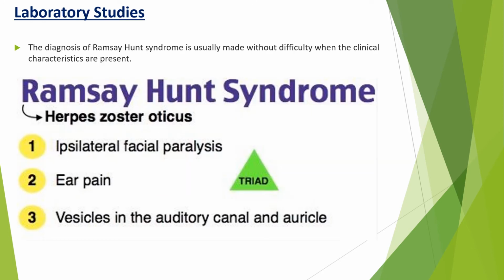The diagnosis of Ramsay Hunt syndrome is usually made without difficulty when the clinical characteristics are present. There is a triad for Ramsay Hunt syndrome. This includes ipsilateral facial paralysis, ear pain, and vesicles in the auditory canal and the auricle.